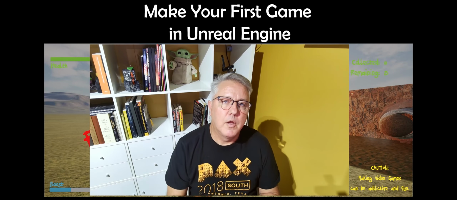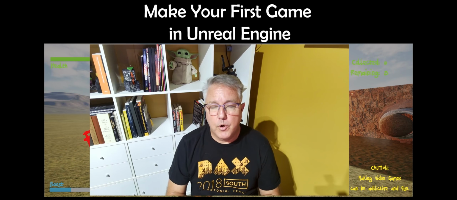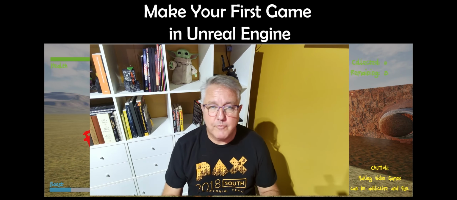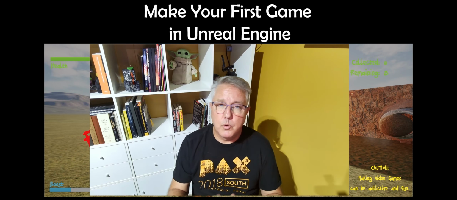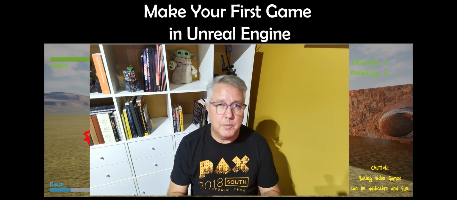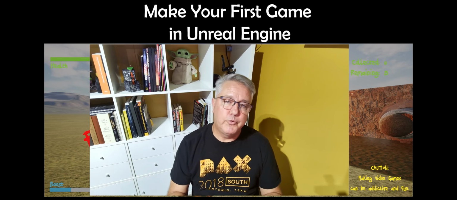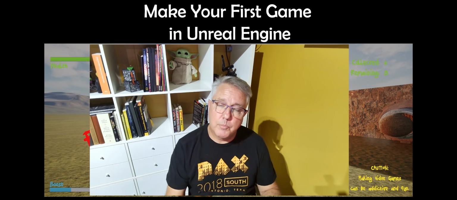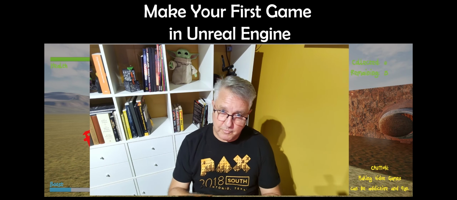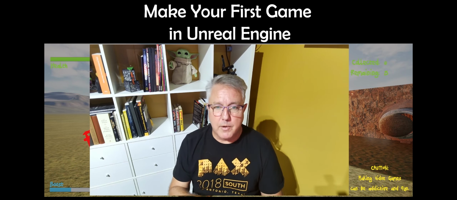Hey, welcome back. So in the last tutorial, we got our blueprint made for our player, and we put our player in the world and are able to possess our player, but we cannot move. In this tutorial, we're going to start making it so our player will move. We're going to at least be able to move forward and backwards and look around.